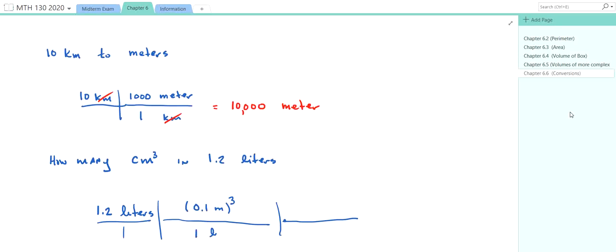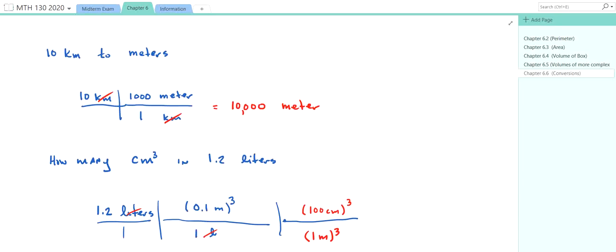Now that eliminates my liters, but I'm in meters cubed and I want centimeters cubed. So I've got to get rid of meters up here. So 1 meter cubed equals, well, I could look at this as parentheses around 1 meter. For each meter, we have 100 centimeters. That whole thing has to be cubed too.